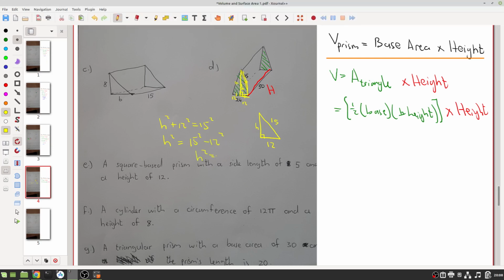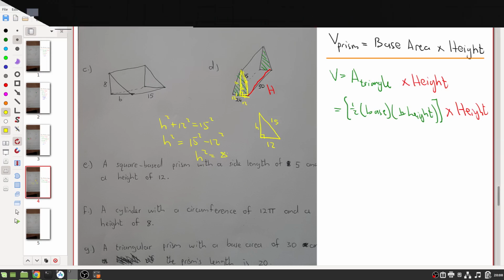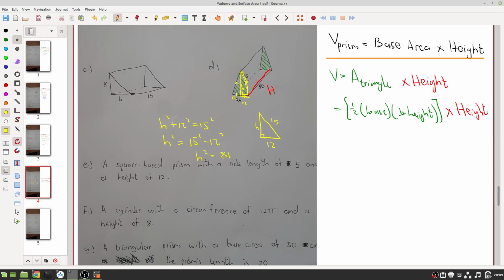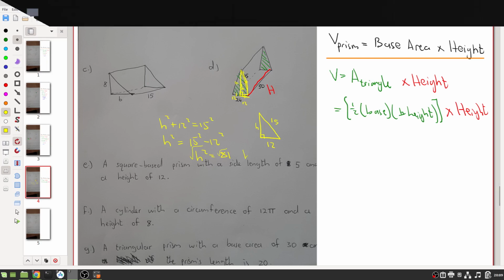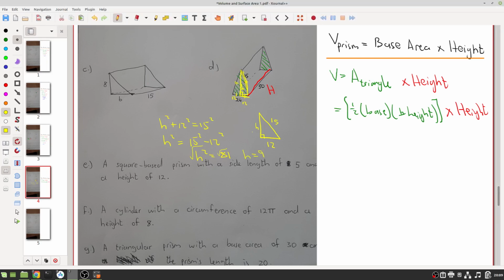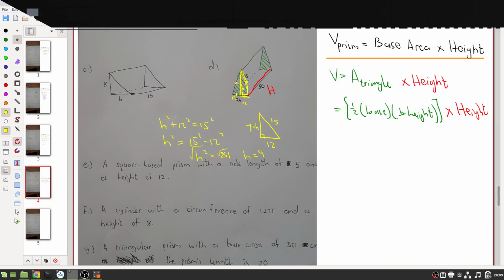So h squared is then equal to, 15 squared is 225, minus 144 will give us, what is that? 81. Okay, and then we take the square root of both sides to get the square away, which gives us h equals 9. Okay, so our height here is 9.